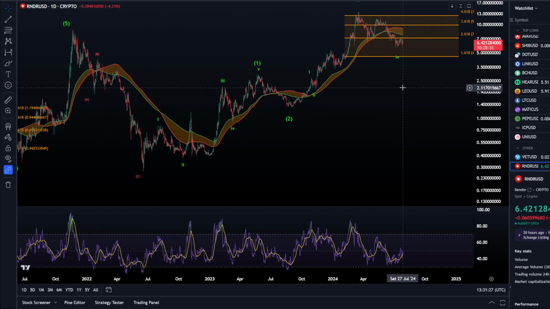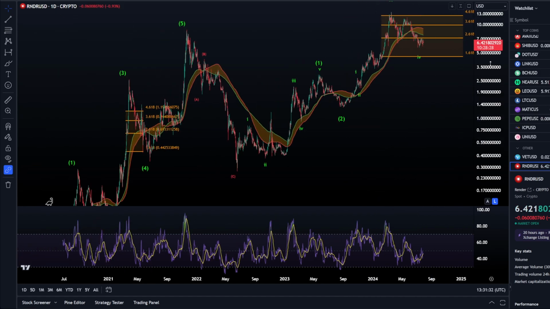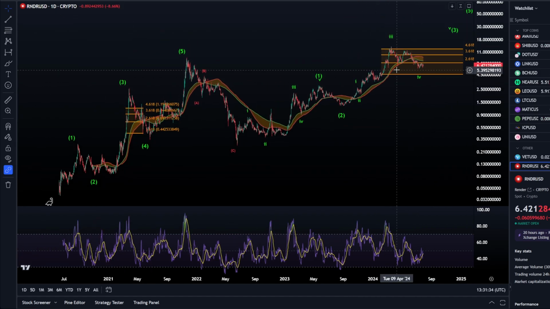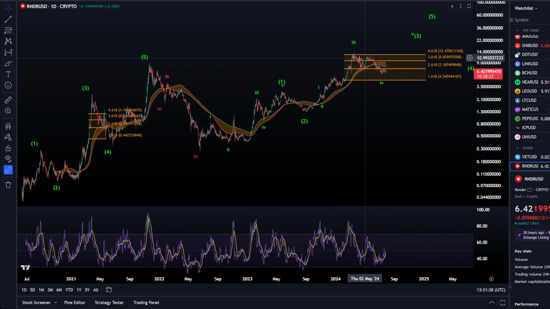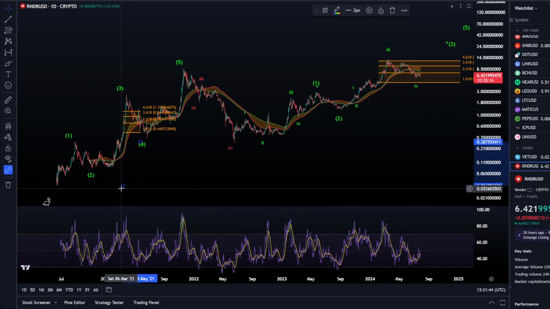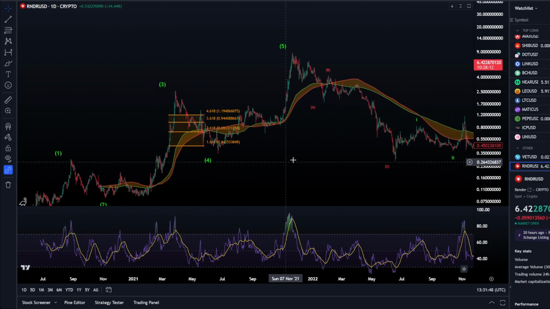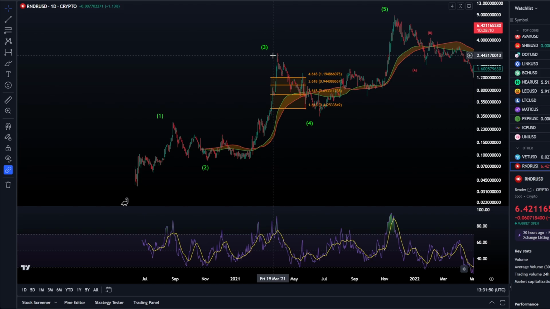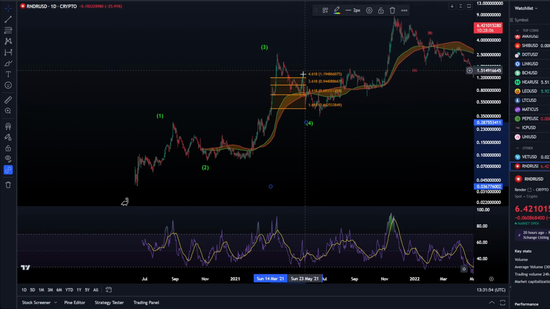Now, why do I have this on the chart, this whole yellow thing? Well, because I want to pretty much help you understand what happened in the previous cycle. So in the third wave, in the previous cycle, as you can see, I took the low and the high of the first wave, and I wanted to see what the third wave did right here. And actually, the third wave got above the 4.618 of the low and the high of the first wave.